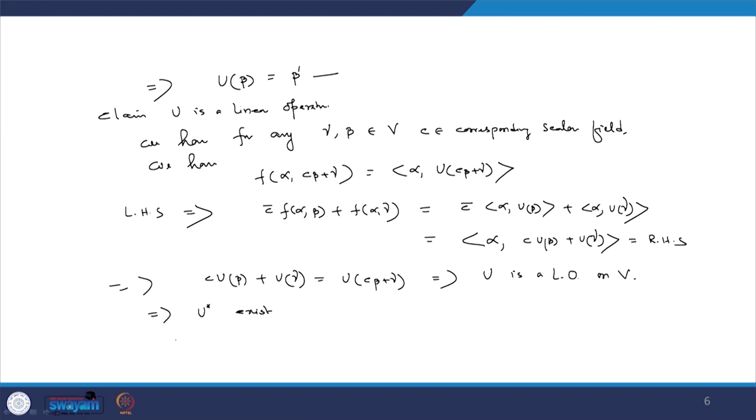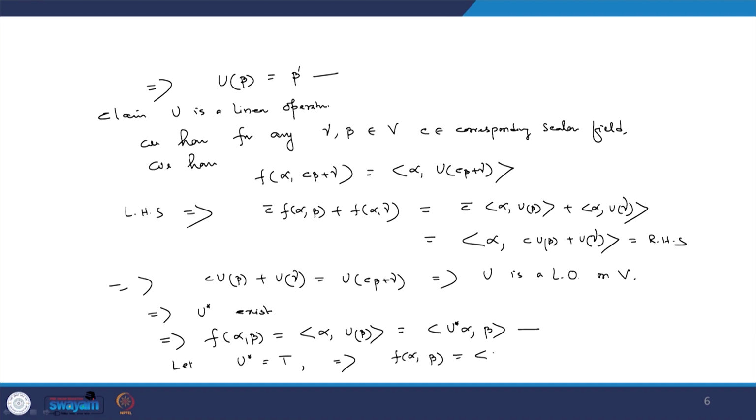So, we have here f of alpha, beta equal to the inner product of alpha and U beta, which is equal to the inner product of U star alpha and beta. Let U star equal T. So, this implies that f of alpha, beta equals the inner product of T alpha, beta.